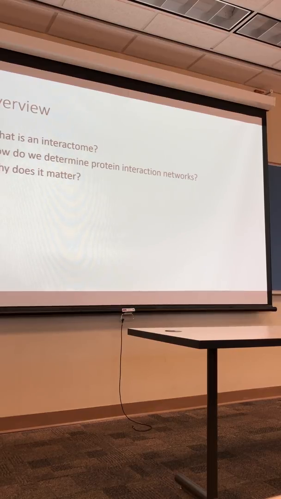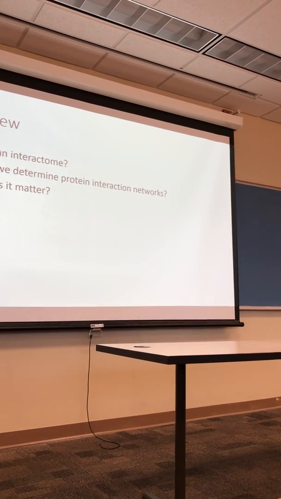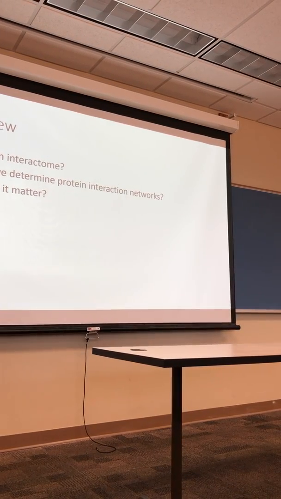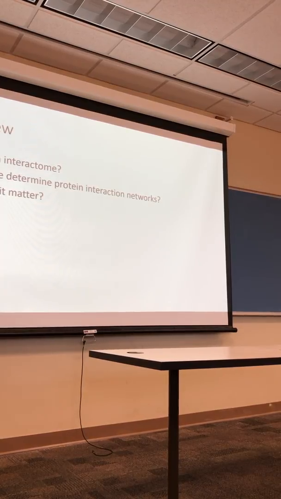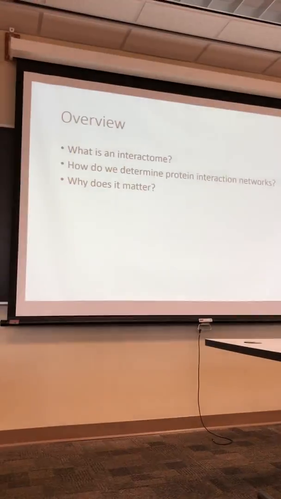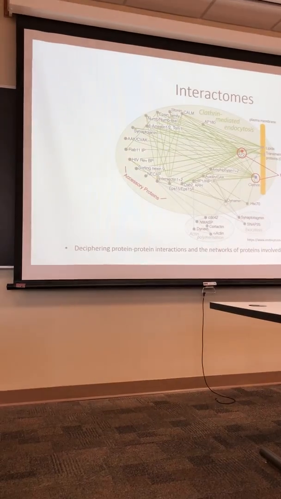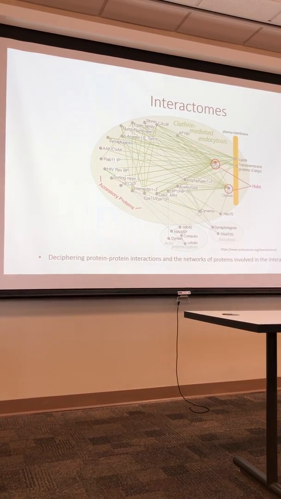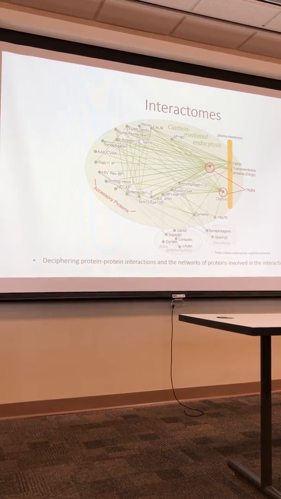We'll look at how we determine protein interaction networks. Again, a lot of this is just going over methodology. How do people decipher, within this whole pool of proteins, what's interacting with what? Why does it matter? Maybe I'll say something about that. Okay, interactomes. What are interactomes? It's basically the networks of proteins interacting with one another in a cell.